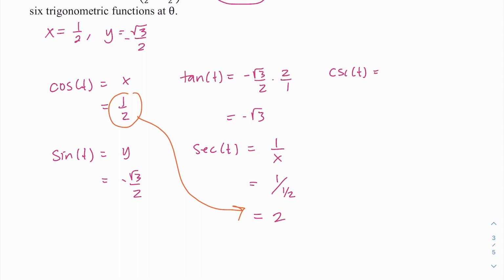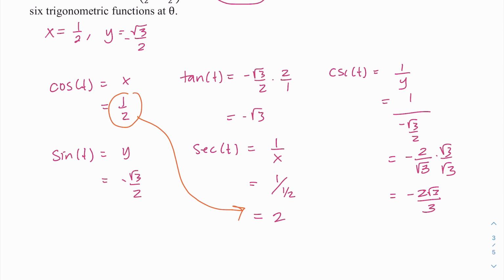Cosecant of t, we said that is 1 over y. So that's 1 over negative root 3 over 2, but I know that just is going to flip it around. So keep the negative, but negative 2 over root 3. I want to rationalize that denominator to give me negative 2 root 3 all over 3.